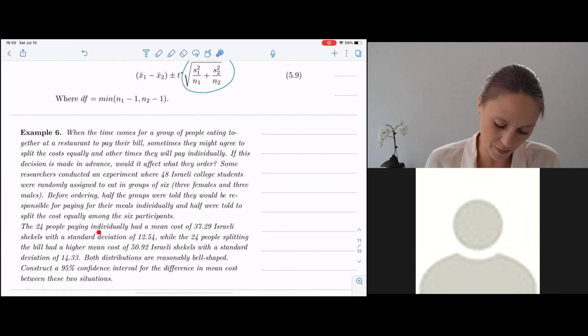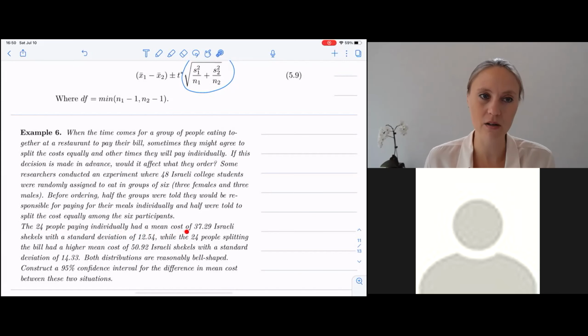The 24 people paying individually had a mean cost of 37.29 Israeli shekels with a standard deviation of 12.54, while the 24 people splitting the bill had a higher mean cost of 50.92 Israeli shekels with a standard deviation of 14.33.